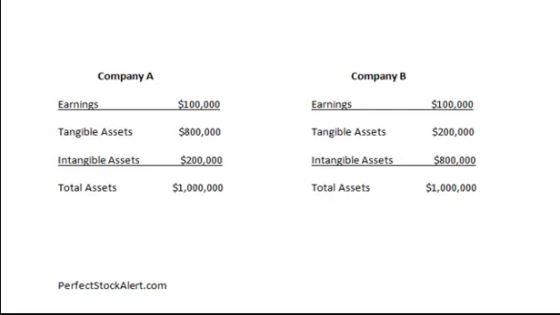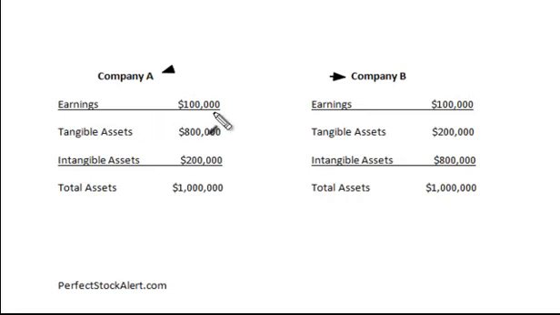Okay, to thoroughly explain what I'm about to do, I'm going to have to give you guys an example here, and I'm going to give you two fictitious companies. And I want you to imagine these two companies are identical in every way except for what I'm about to show you. They are in the same industry. Every detail about the two companies is identical. The only difference between Company A and Company B would be the tangible assets and the intangible assets.